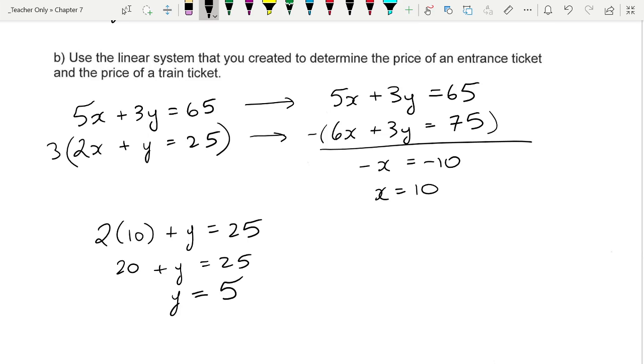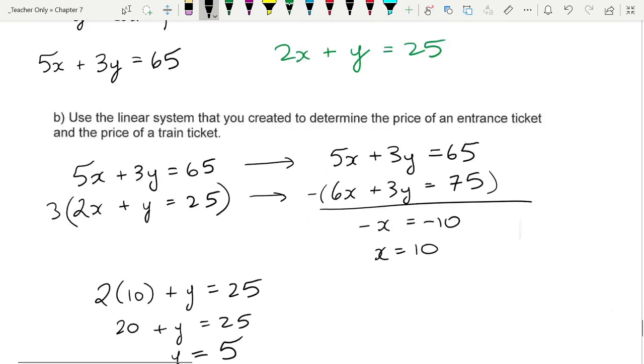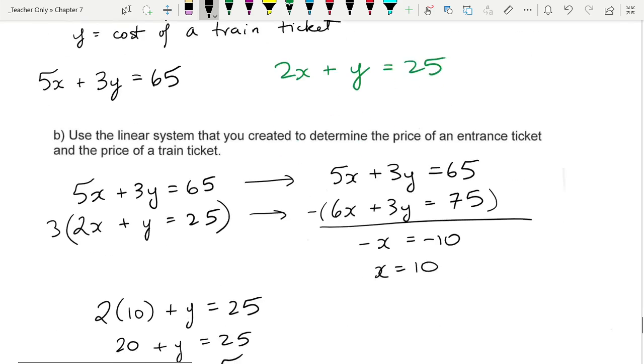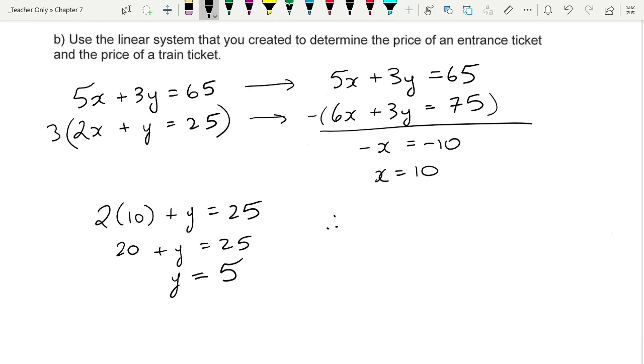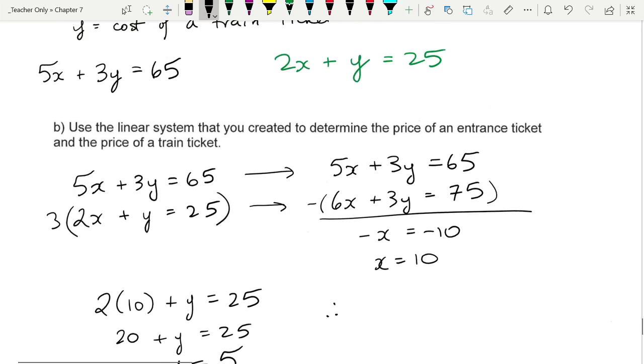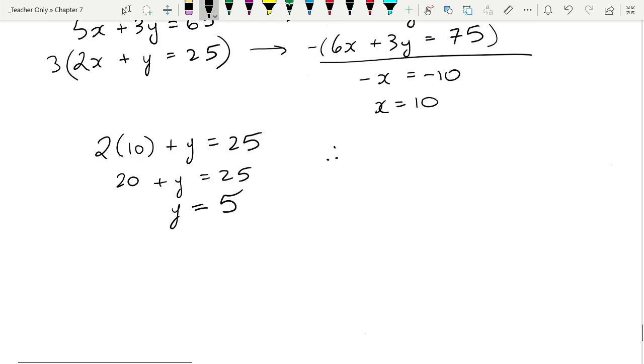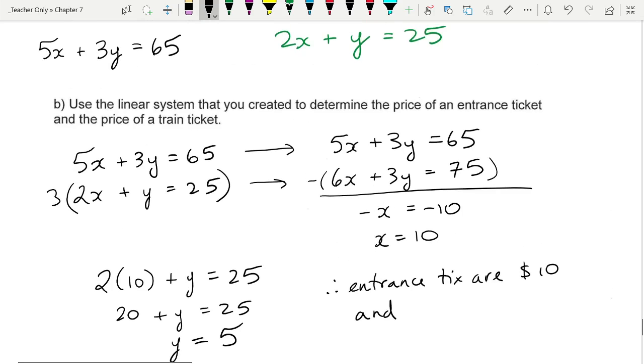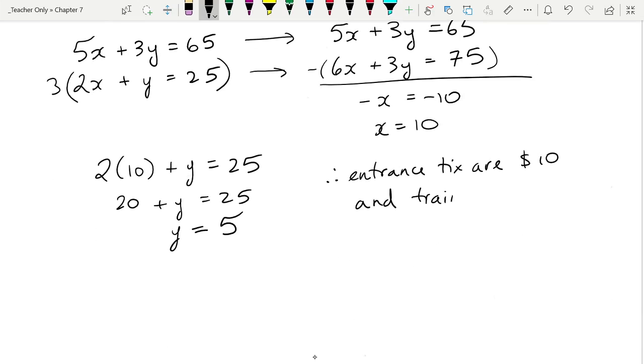Now, normally when you're solving a system of equations, you just give me the points, x comma y in brackets. But this is a word problem, so just like you got a half a mark just for this thing, you also get a half a mark for your conclusion, and your conclusion is, therefore, use your words. What was X again? Oh yeah, entrance tickets. So therefore, entrance tickets are $10, and what was the other thing? Train tickets. And train tickets are $5. And there you go.